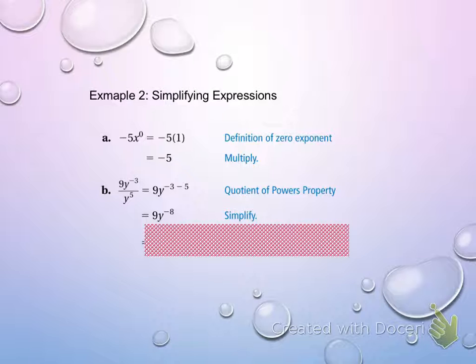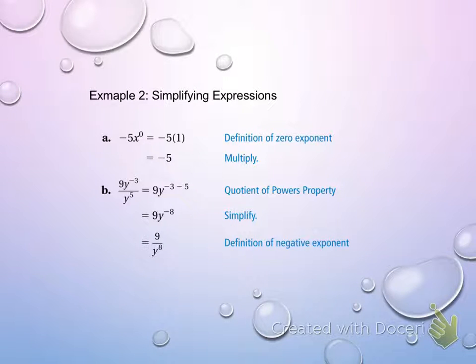But now, like I said, we don't want to keep a negative exponent. So according to the negative exponent rule, we put y to the 8th in the denominator. The only difference now is we already have a 9 in the numerator. So we're going to keep the 9 in the numerator and divide by y to the 8th. And that's as far as you can simplify, because we don't know what y is equal to. And that's the definition of a negative exponent.